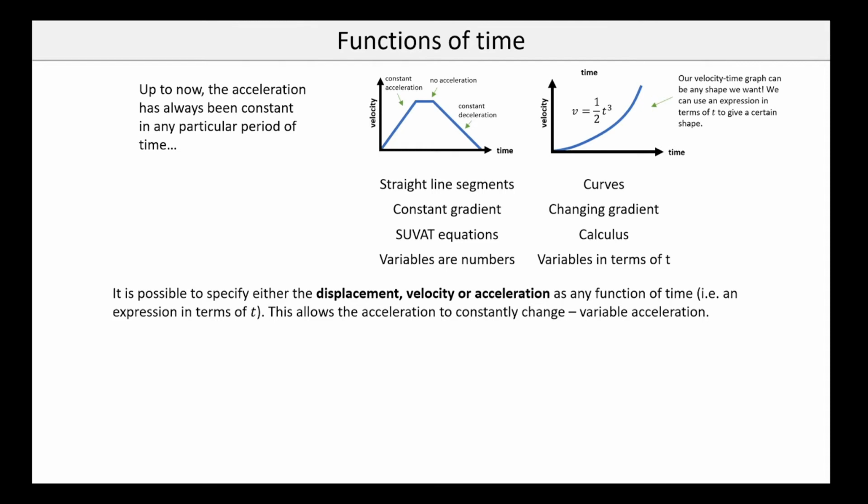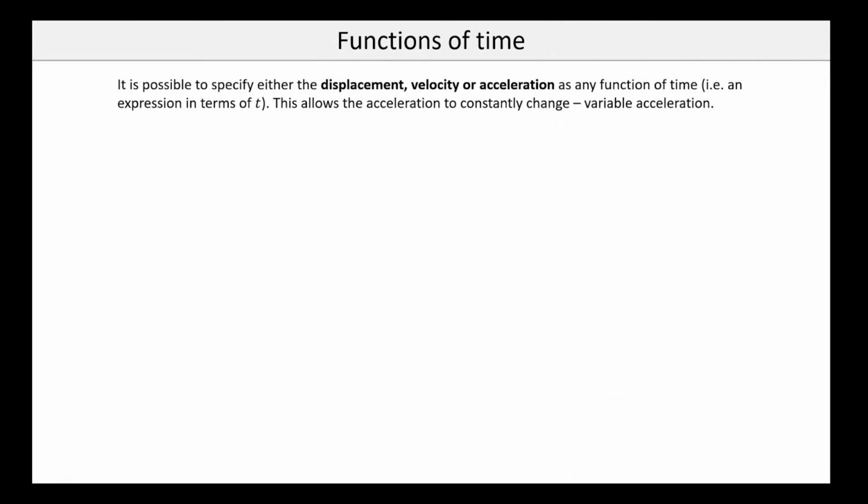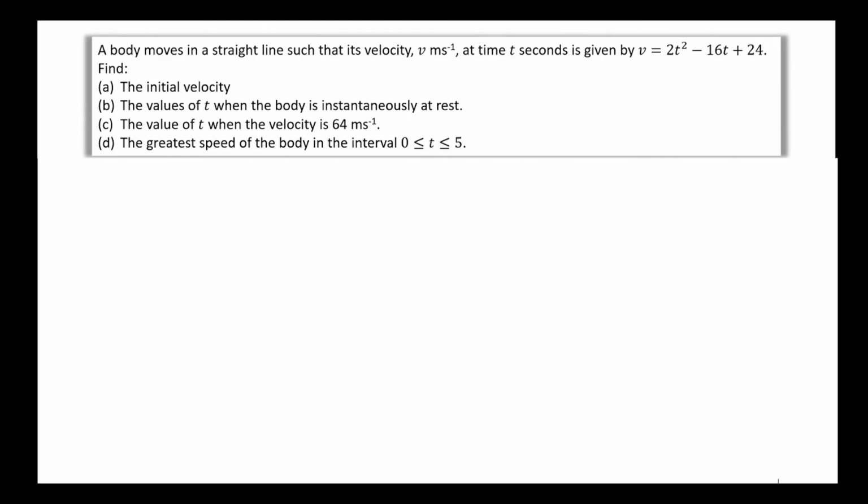For variable acceleration, we're going to start to use calculus. With constant acceleration, your variables are given to you as numbers, and for variable acceleration, the variables are actually in terms of t. So that's exactly what we're referring to when we say functions of time. Well, let's see this in action and look at an example.